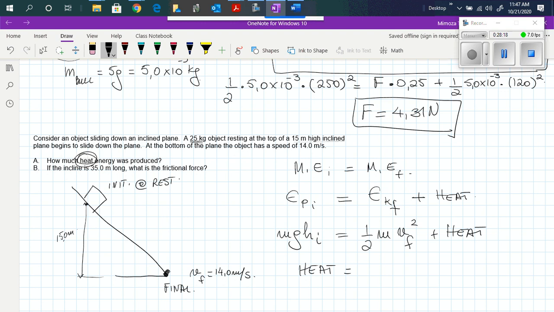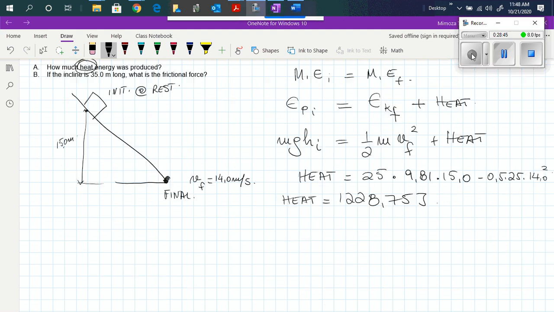So heat energy will be, what is mass? 25 times 9.81 times 15 minus 0.5 times 25 times 14 squared. So from here we find that heat is whatever the calculator is giving us. So the heat is 1,228.75 joules, which is lost as a result of the friction that exists between the object and the incline.